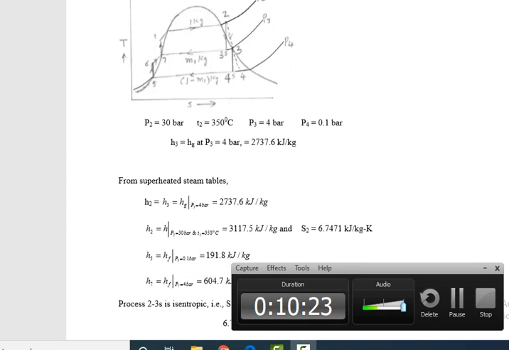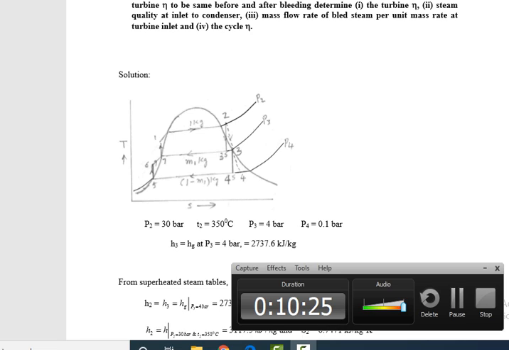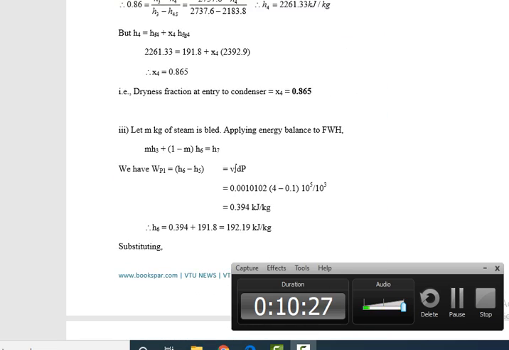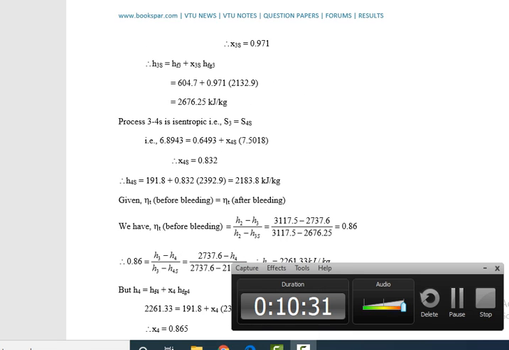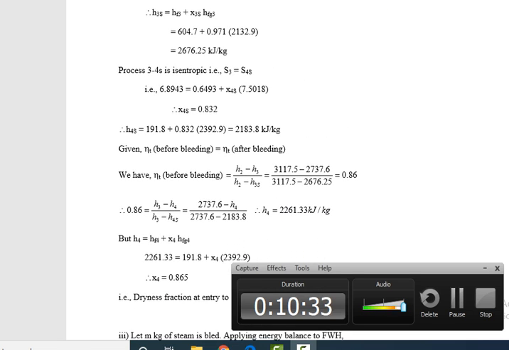That is the point. You are getting the enthalpy point, and then you are getting the H4 value. Then, finding out the condition in the given numerical: the turbine efficiency before blending and the turbine efficiency after blending are the same. Then you have to equate this equation.